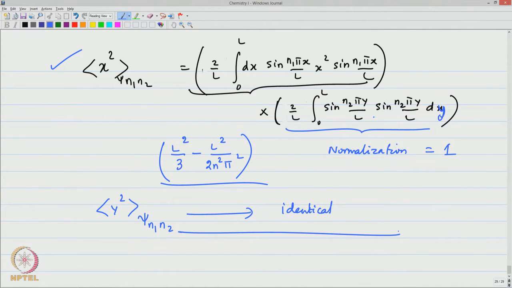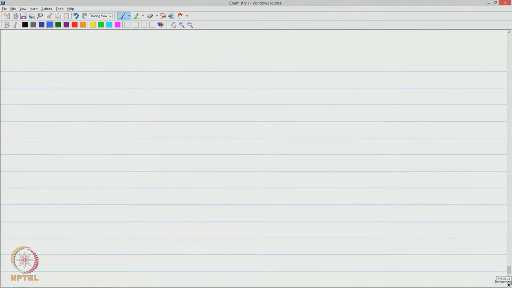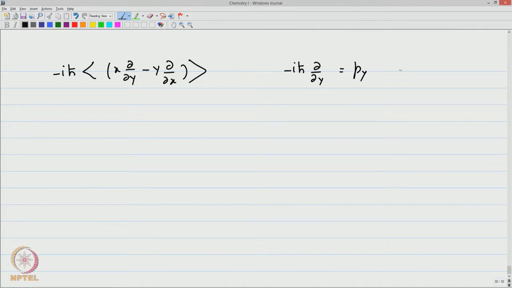The last one is this quantity, the expectation value of minus i h bar, x dou by dou y minus y dou by dou x. Recall that minus i h bar dou by dou y is P y, and minus i h bar dou by dou x is P x. Therefore, this integral is x P y minus P y x. The average value, that is what you wanted to calculate, in the state psi n1 n2.